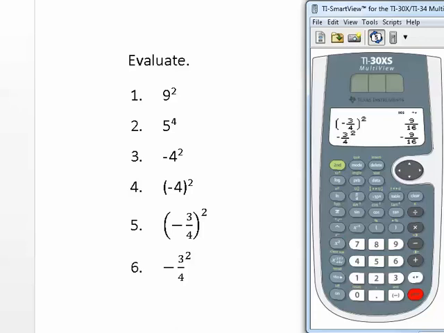So I hope you found this video helpful in understanding the difference between the square button and the general exponent button. Again, that is also known as the caret button.